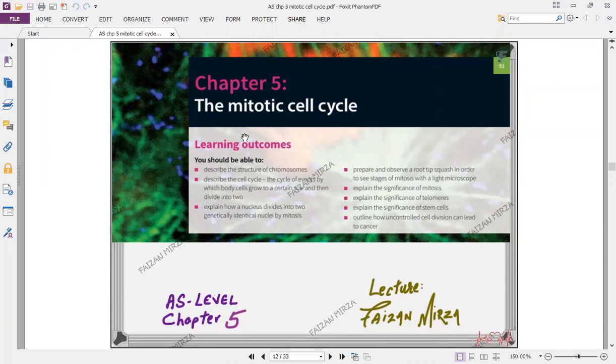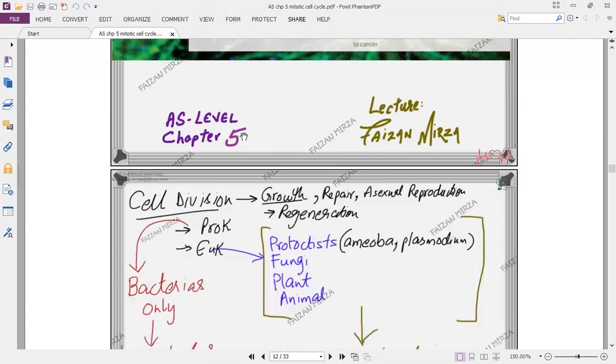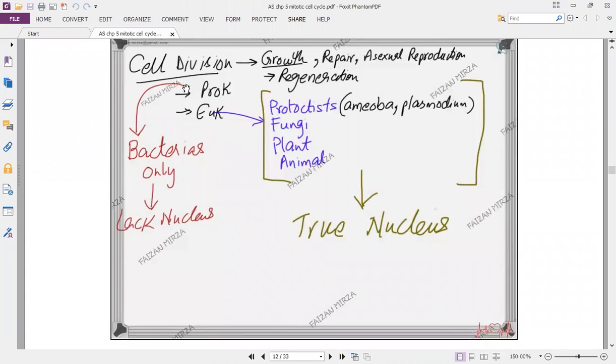We are discussing the mitotic cell cycle today. To discuss the mitotic cell cycle, we first have to understand cell division and the difference between cell division and nuclear division. For cell division, we need to keep in mind that cell division occurs because it allows growth, repair, asexual reproduction, and regeneration to occur.